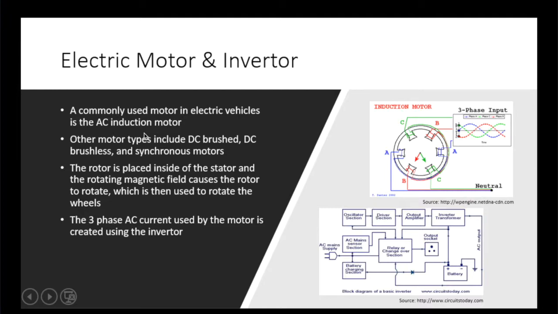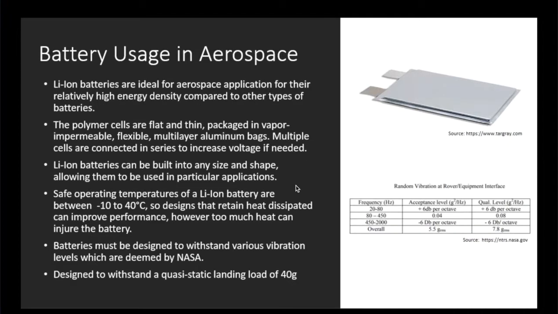There are multiple types of motors. Synchronous motors are another AC type of motor, and there's also DC brushed and DC brushless. And then, as I mentioned, three-phase AC current is used to translate motion. Lithium-ion batteries are used almost exclusively in the aerospace industry for their reliability as well as being the most energy-dense batteries available.